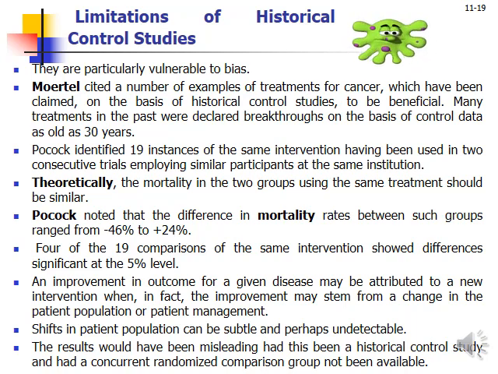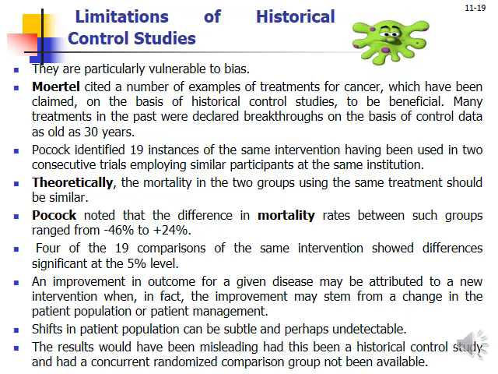Theoretically, the mortality in the two groups using the same treatment should be similar. Pocock noted that the difference in mortality rates between such groups ranged from minus 46% to plus 24%. 4 of the 19 comparisons of the same intervention showed different significance at the 5% level.